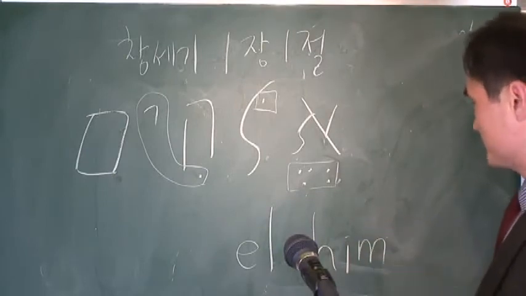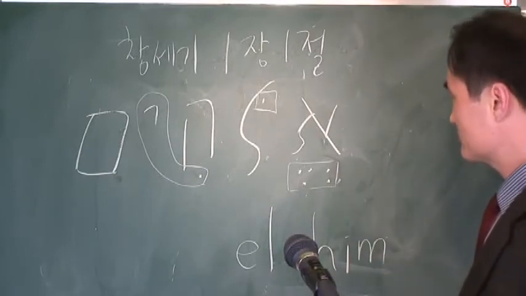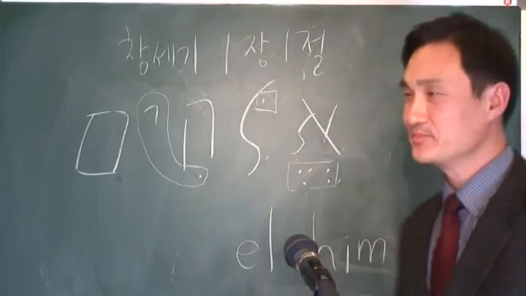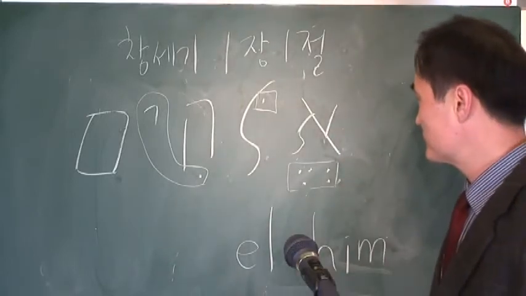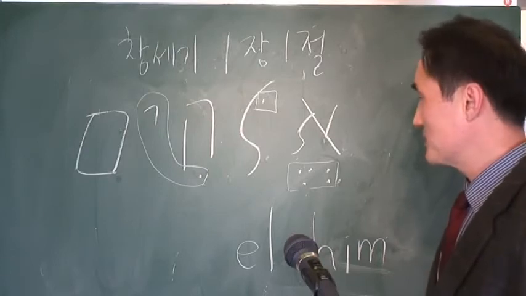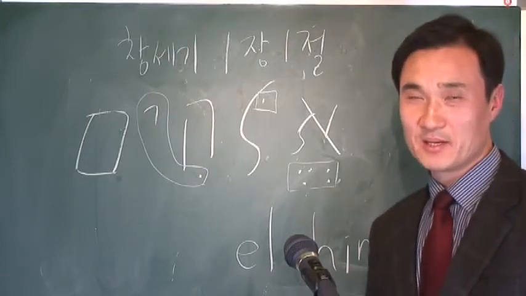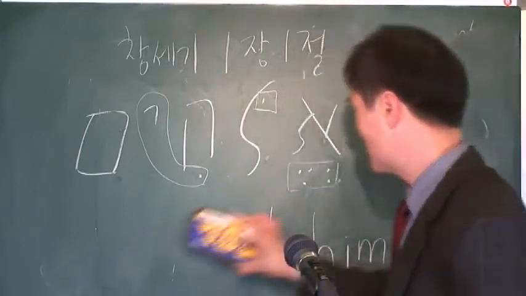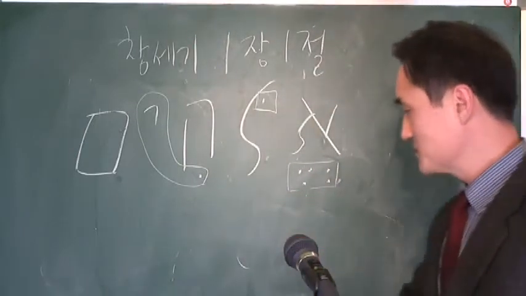Next, the mem sofit form. This can be seen as the letter M. Hence, we would read this word as Elohim. Elohim.